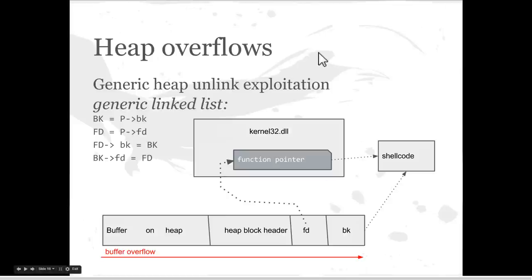So heap overflows, I'm not going to really test. You won't see this on the midterm. It's just something you need to know about. We'll probably cover it in more detail with actual examples later in the class. It's not something that I'm going to test on now, though.